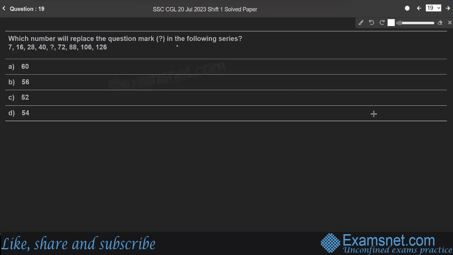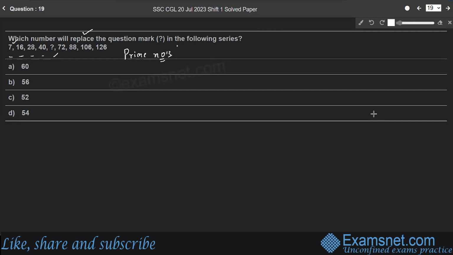Question 19. Which number will replace the question mark in the following series? In the following series, the first number is 7, next is 16, 28, 40. We need to find the fifth number, right? Here, 7 is a sum of two prime numbers, 2 and 5. So before going to the sum, we'll take the prime numbers first. The first prime number is 2.